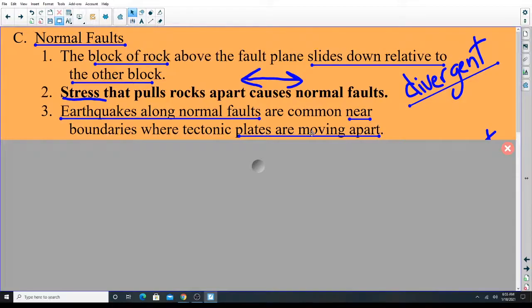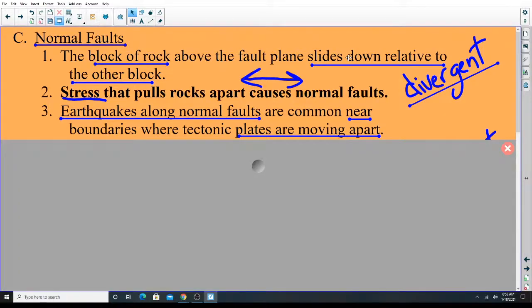Now, when that stress is built up, this first part really is the important part about how to identify a normal fault. When they do finally break, when the stress finally is released, one of those sides of the rocks being pulled apart slides down relative to the other. The other one stays kind of where it's at. Now, if you look in your book on page 224, they talk about that there.